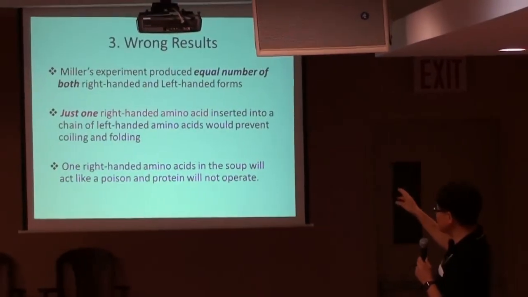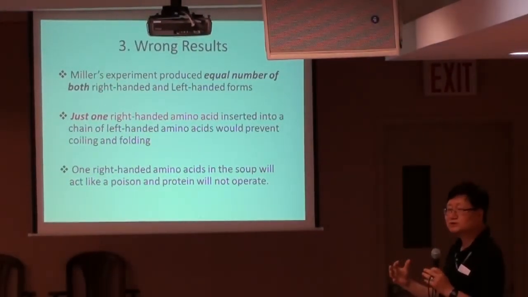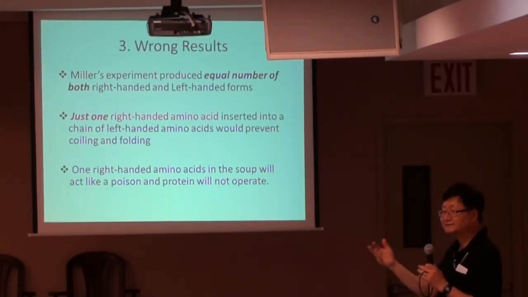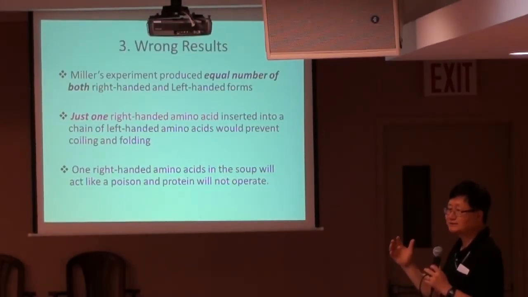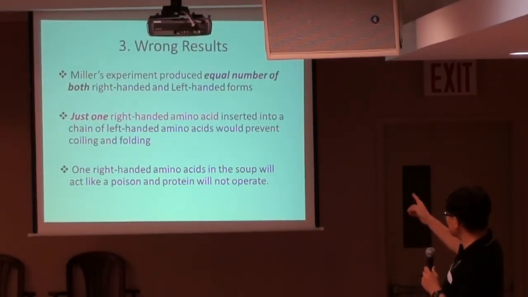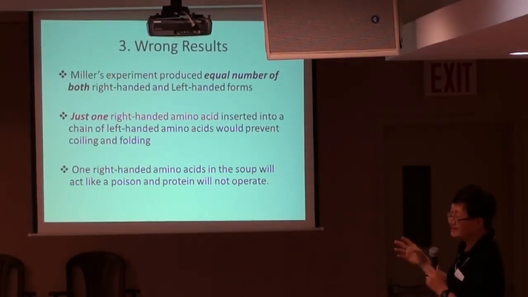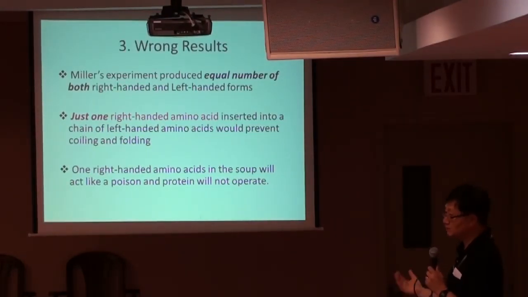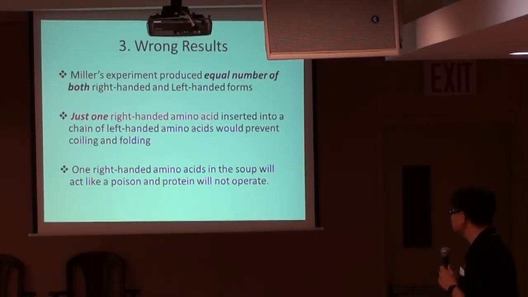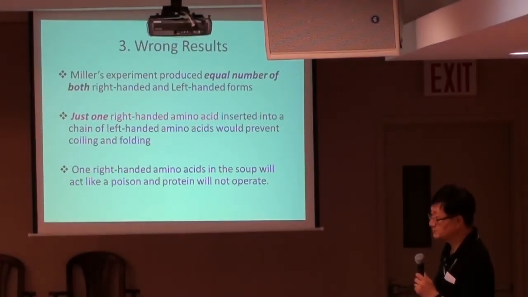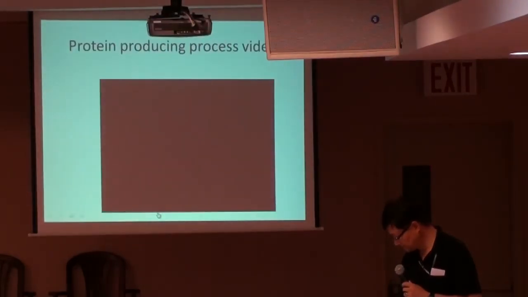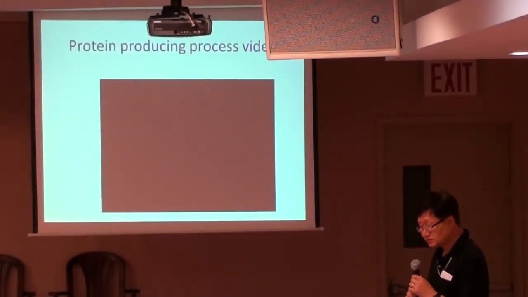Just remember, when amino acids gather together to make protein, they have to coil and fold, and make a specific shape. Then they function as protein. So they have to coil. If just one right-handed amino acid goes in, they cannot fold properly and cannot make the shape that we need. So one right-handed amino acid in the soup will act like a poison, and the protein will not operate. Even though it's made, it will not operate. We cannot use it. So I'm going to show one short video clip.